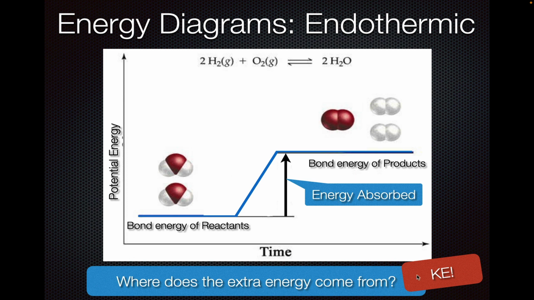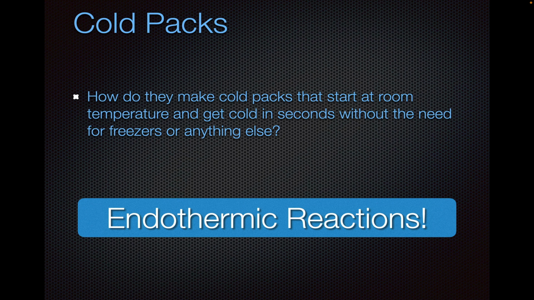So where does it come from? Well, kinetic energy. So this process would have to get colder to go from here to here, because we're absorbing potential energy, which is stored and not usable for heat. That's what brings us to cold packs.